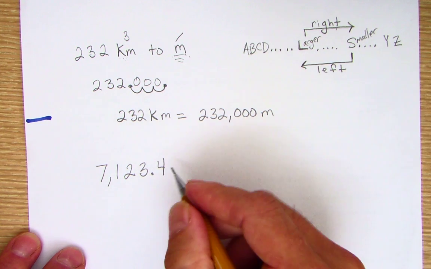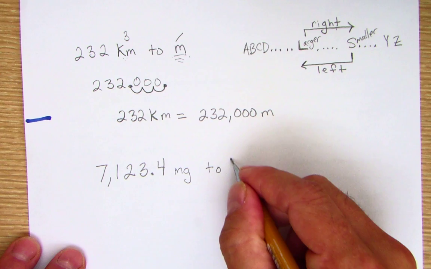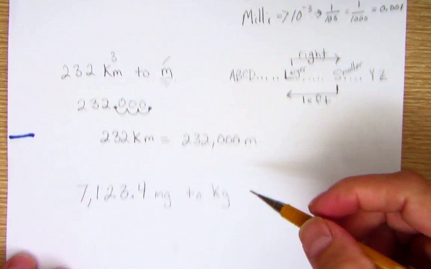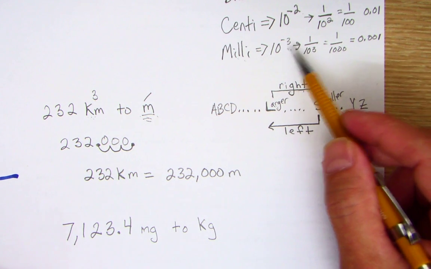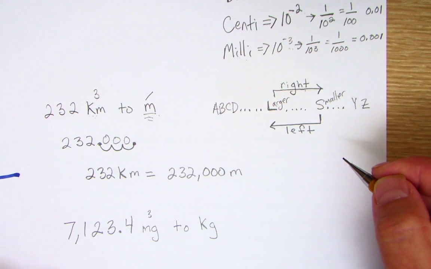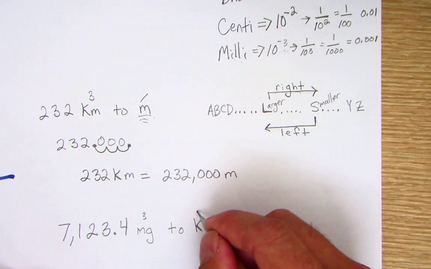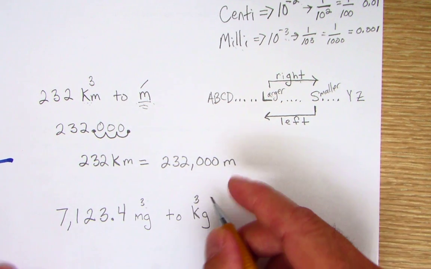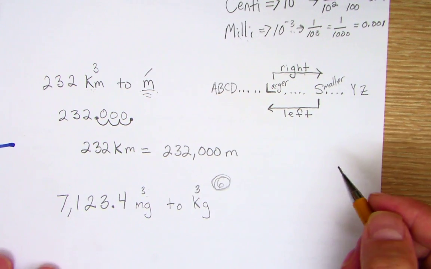Now, let's say I'm going to have 7,123.4 milligrams. And I want to know what that is in kilograms. This is where I look again at my prefix chart. So I know that milli is a power of 3. It's to the negative third, but I know it is a power of 3. And kilo, of course, is 10 to the third, also a power of 3. So what do I do with these two numbers? Well, 3 plus 3 is 6. That means I'm going to move my decimal 6 places.